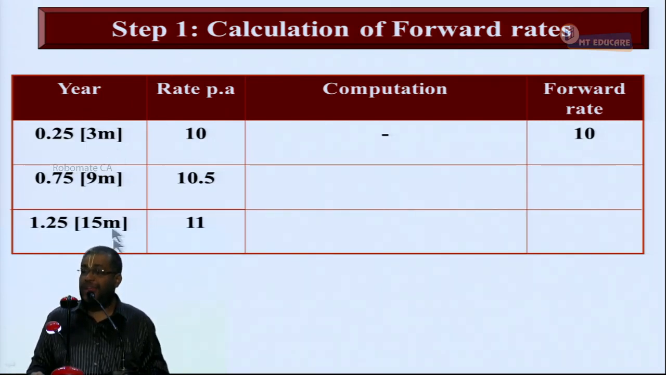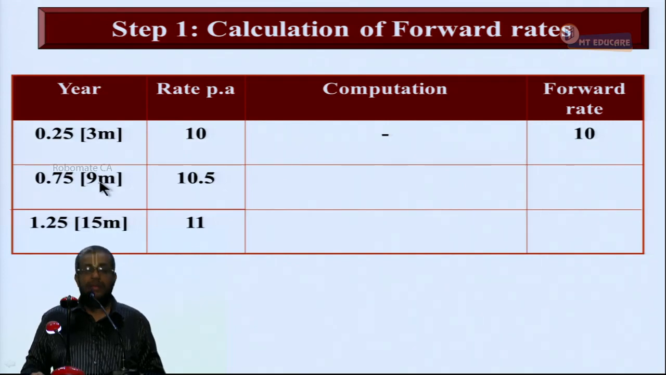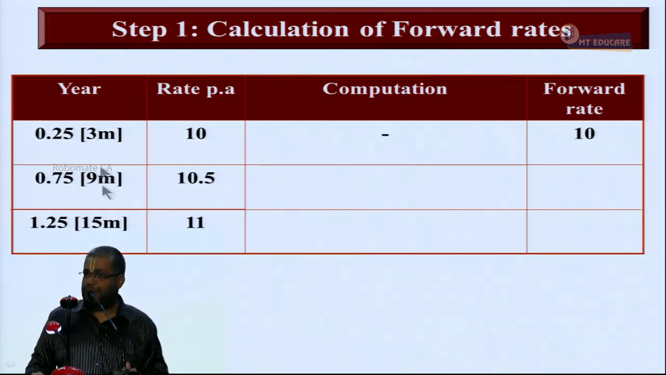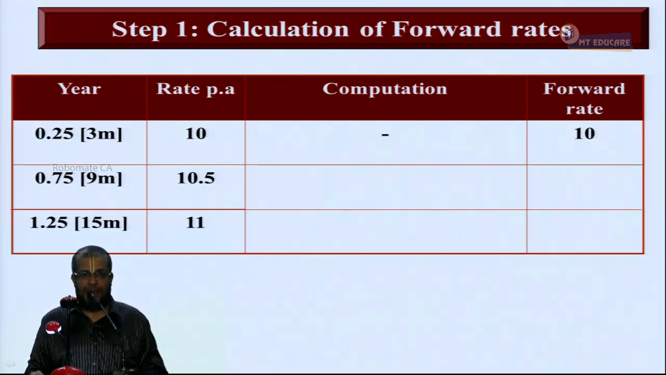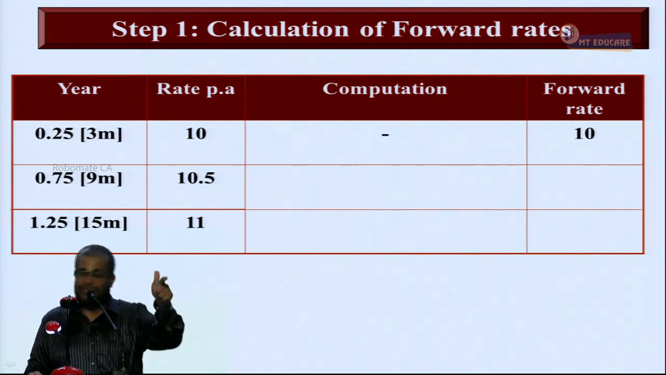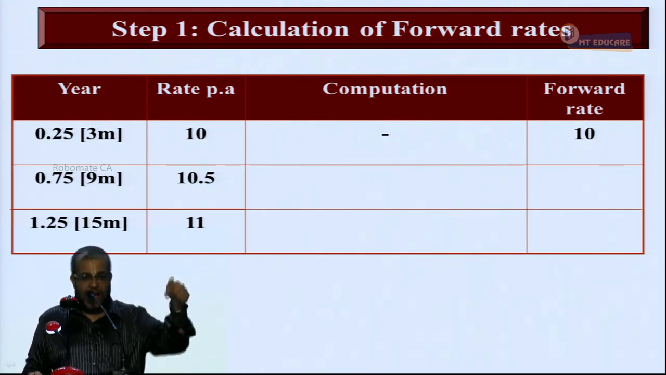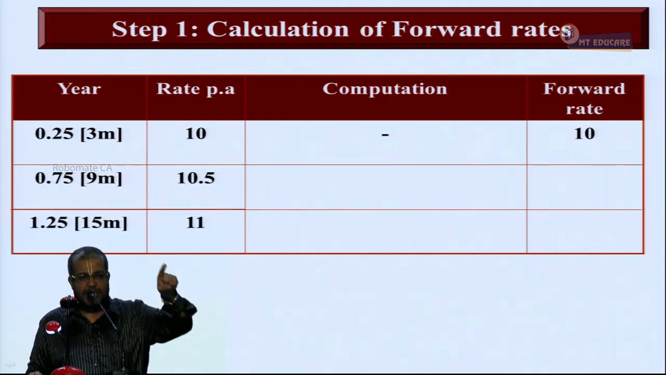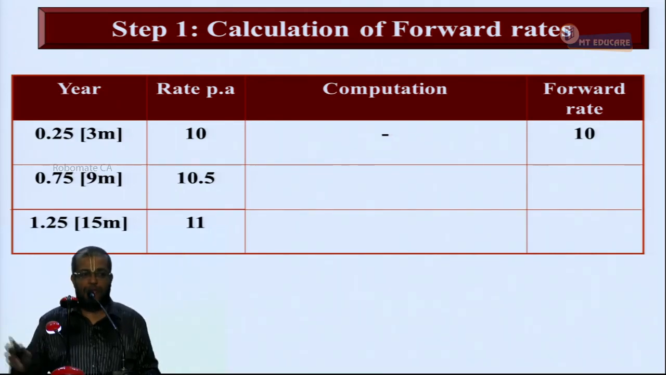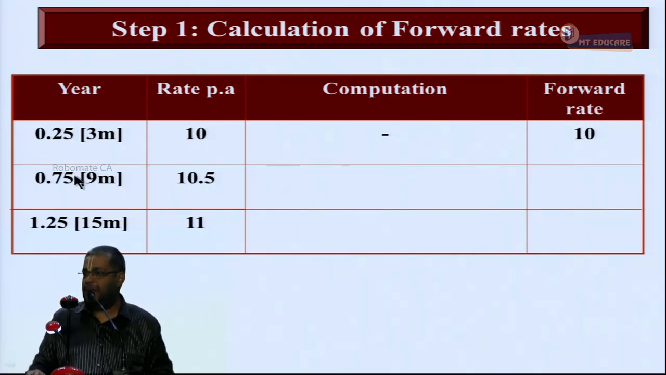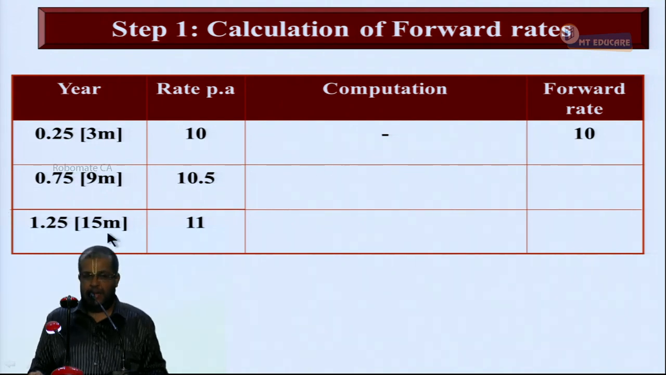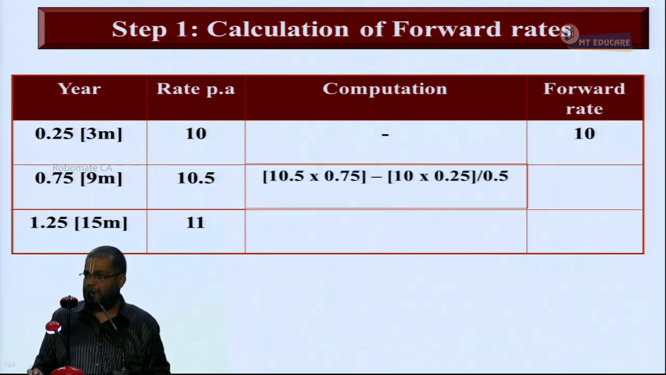What forward rate? 3 by 9. That is, after 3 months, what will be the 6 months LIBOR? 3 by 9 means after 3 months, what is the 6 months LIBOR? That is called the forward rate. Now, how to calculate? 0.75 into 10.5 minus 0.25 into 10 divided by 0.75 minus 0.25.